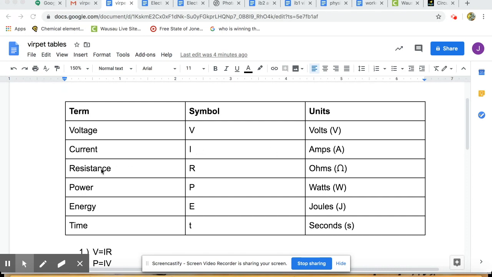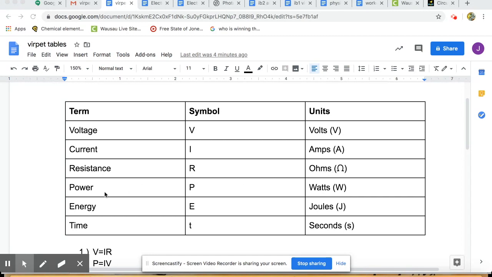Resistance, or load, is the resistance to flow. It's basically like how much effort it takes to get through a device in a circuit. Resistance is labeled as R, and then the units are ohms, and this is the symbol for ohms.